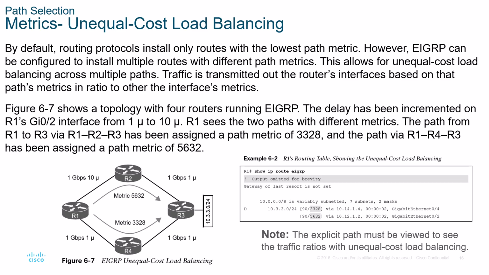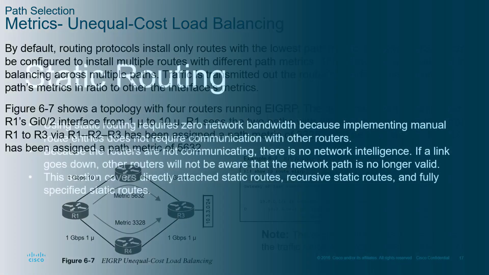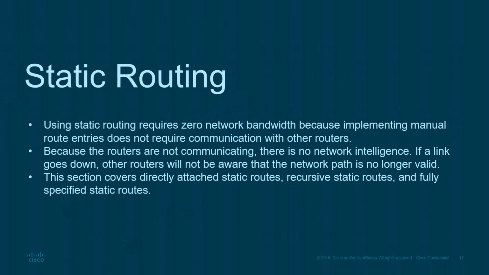Alright, so that is for our dynamic routing. Now let's move on to our static routing. Static routing requires zero network bandwidth because implementation is manual. The administrator or the engineer or the architect will have to implement the routes directly on the devices themselves. That also means that the directly connected routes aren't going to be propagated to the other routers unless you do something about it. Because routers are not communicating, there is no network intelligence. If a link goes down, SOL.